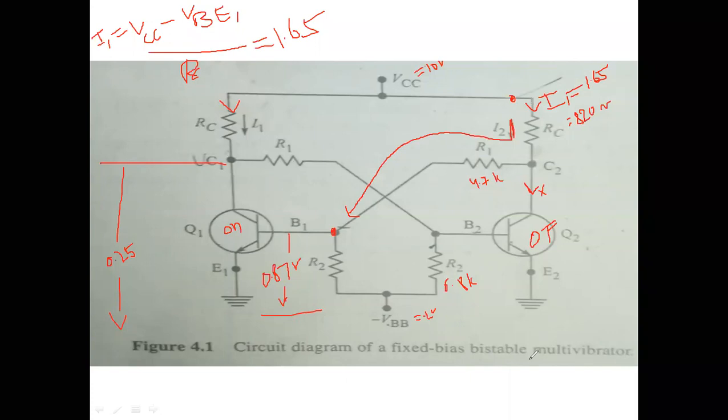1.65 milliamperes. This is the current you are going to get here, and this entire current will be flowing through R1 and comes to here. And here it will be divided.